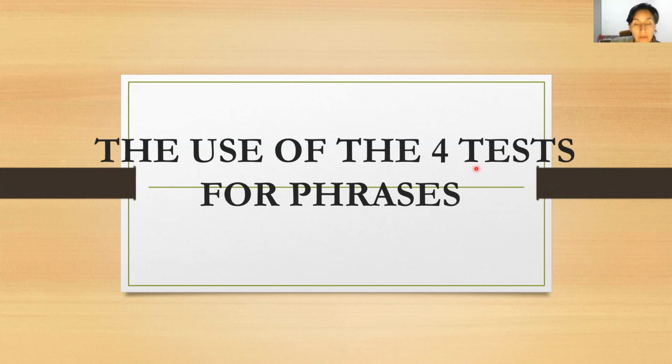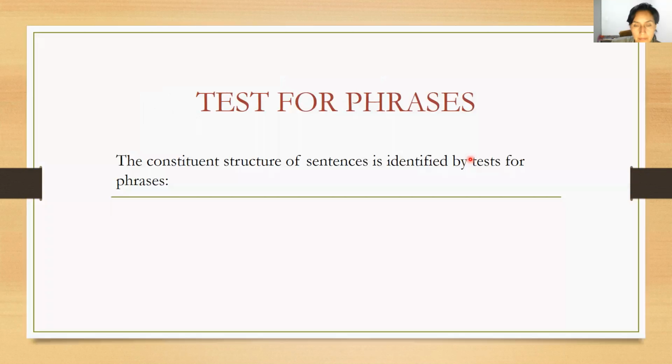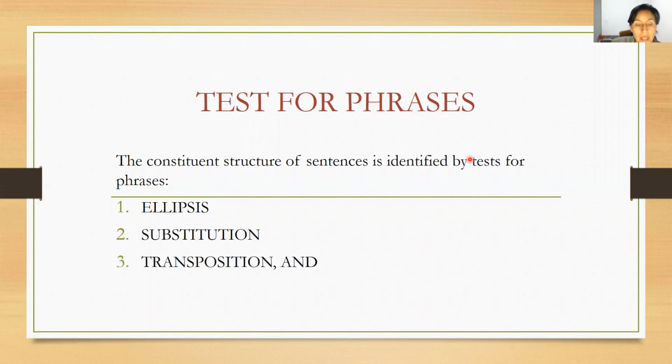I'm going to explain the use of the four tests for phrases. The constituent structure of sentences is identified by tests for phrases, so they help us understand how sentences are arranged in a clause and clauses in sentences. Then we have the following tests for phrases: ellipsis, substitution, transposition, and coordination.